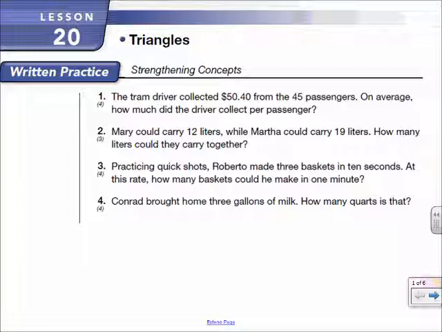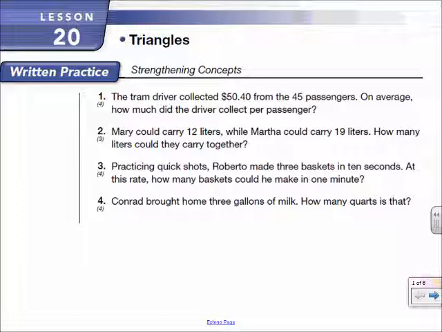And then if they're named by angles, they are a right triangle, which means that triangle has one right angle. They are an acute triangle, which means all of the angles are acute or less than 90 degrees. And then there's the obtuse triangle, which means one angle in the triangle is more than 90 degrees.